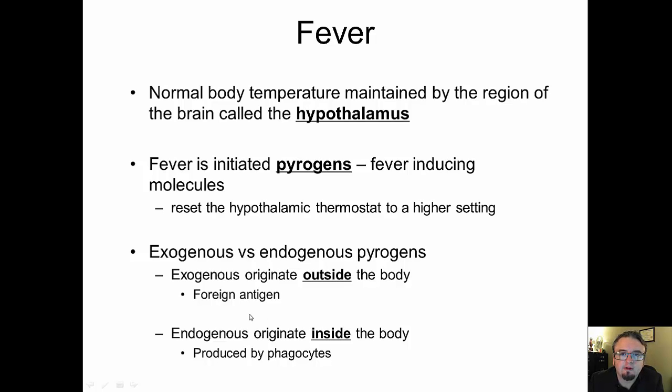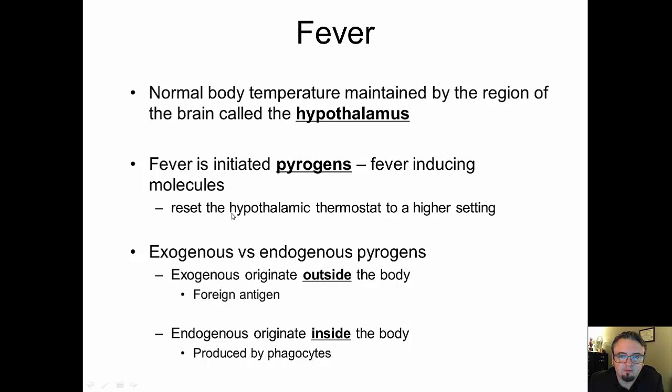This is why you don't get a fever every time you have a little minor infection, like a hair follicle infection or something like that. So they're not just going to automatically trigger fever right off the bat. But that can ultimately take place due to phagocytes.